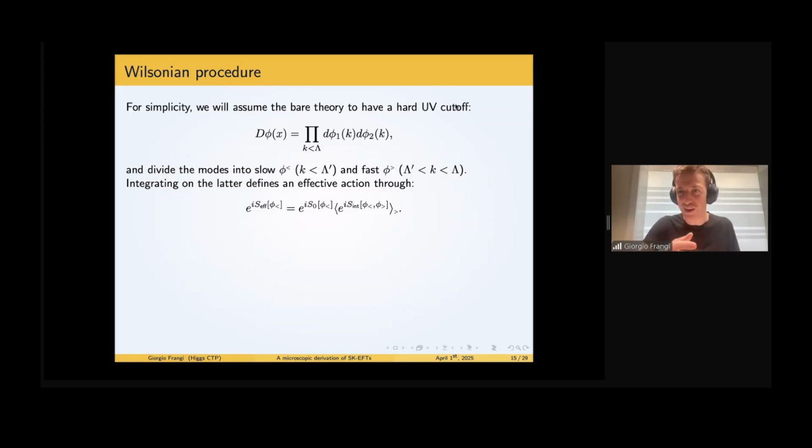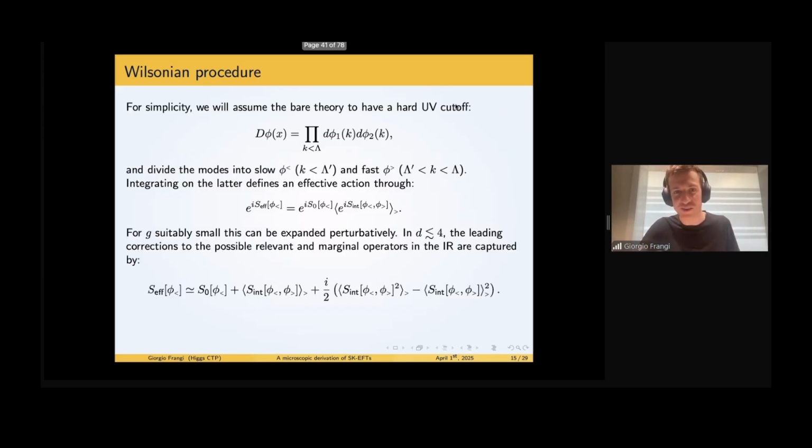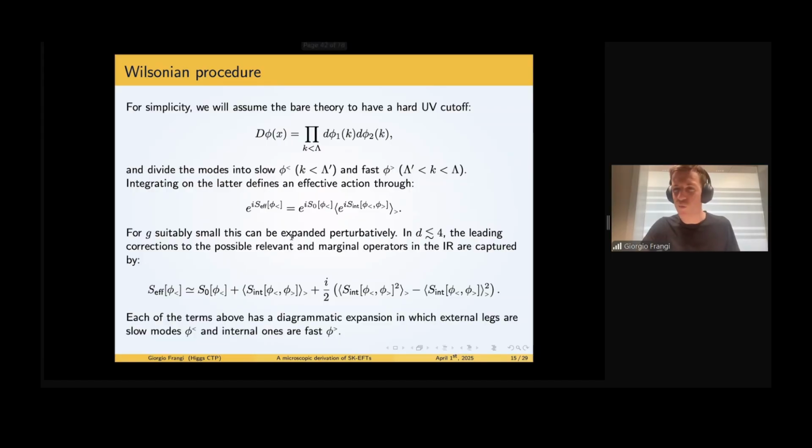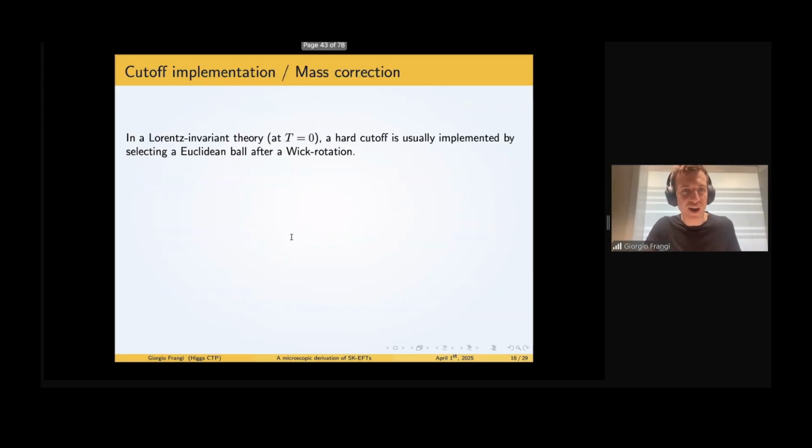And what you can do, if the interaction is small enough, let's say g is suitably small in the Lagrangian, then this can be expanded perturbatively, and the first few orders are here. And so one interesting bit of this expression is that when you take these averages, this diagrammatic expansion, all the internal lines and external lines will be of type 1 or 2. But interestingly, external lines are slow modes, internal lines are fast modes. So that's what you mean by integrating out the fast modes. Okay, cool. So now I just have to calculate some Feynman loop diagrams.